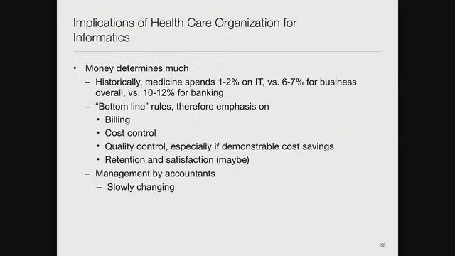Let me just finish by saying that money determines much. From our point of view, one of the problems we face is that IT traditionally gets about 1% to 2% of spending in medical centers, whereas it gets about 6 or 7% in business overall and about 10 to 12% for banking. And a lot of these systems are managed by accountants, although that is slowly changing.